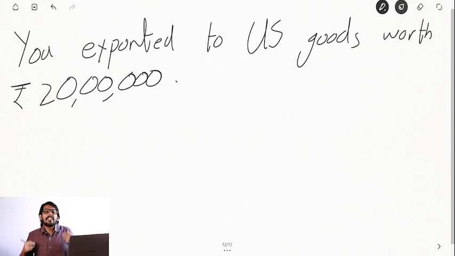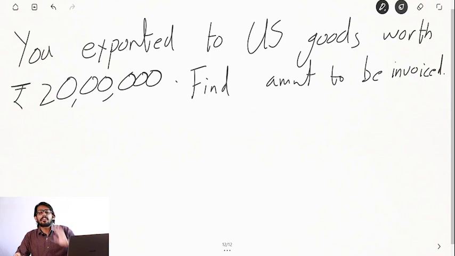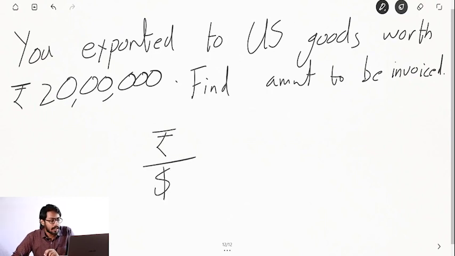Okay. But when you send it to US, you cannot have 20 lakh in your invoice. You have to invoice it in dollars. Find the amount to be invoiced. What amount should be there on your invoice such that you receive 20 lakh rupees? The exchange rate is rupee by dollar 74.75. Okay. So here guys, you are exporting goods worth 20 lakh rupee.